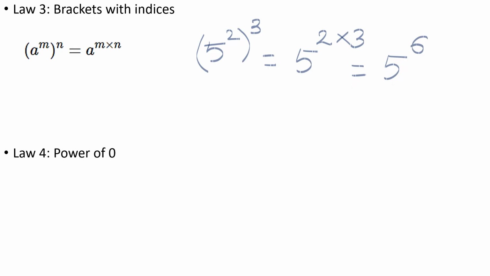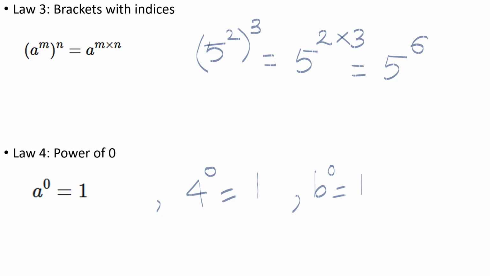Next one says power of 0. So let's just say if you are having a base, any base and its power is 0, so your answer will always be 1, irrespective of whether your base is an alphabet or a number, doesn't matter, your answer is always going to be 1. So let's just say if I am having 4 to the power 0, my answer will always be 1. If I am having b to the power 0, answer is always going to be 1.